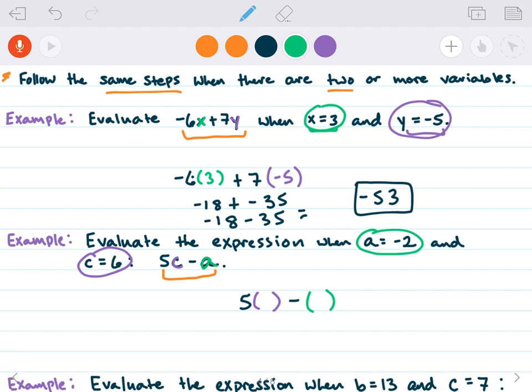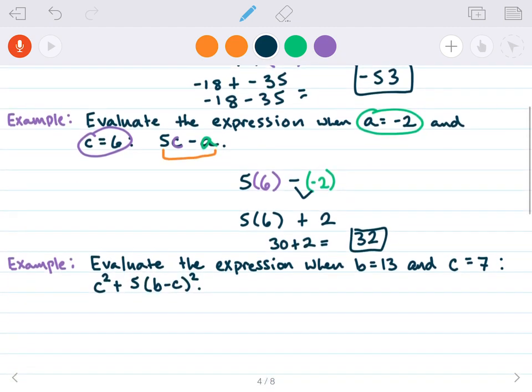And it says, hey, I can replace a with -2. So in here goes -2. And it says here, hey, I can replace c with 6. So in here goes 6. Now, I have a double negative here. From our integers unit, 2 negatives makes a positive, so I'm going to take care of that first. And so this becomes a positive. And then I can go ahead and multiply. 5 times 6 is 30. 30 plus 2 is 32, and that is my answer there.